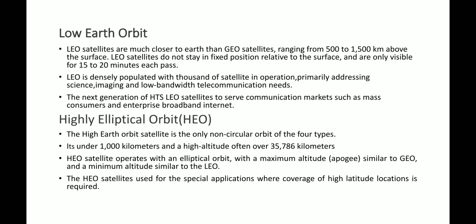Highly elliptical orbit, HEO. The highly elliptical orbit satellite is the only non-circular orbit of the four types. It's under 1000 kilometers at its lowest and at a high altitude, often over 35,786 kilometers. HEO satellite operates with an elliptical orbit with a maximum altitude similar to GEO and minimum altitude similar to the LEO. The HEO satellites are used for special applications where coverage of high latitude locations is required.